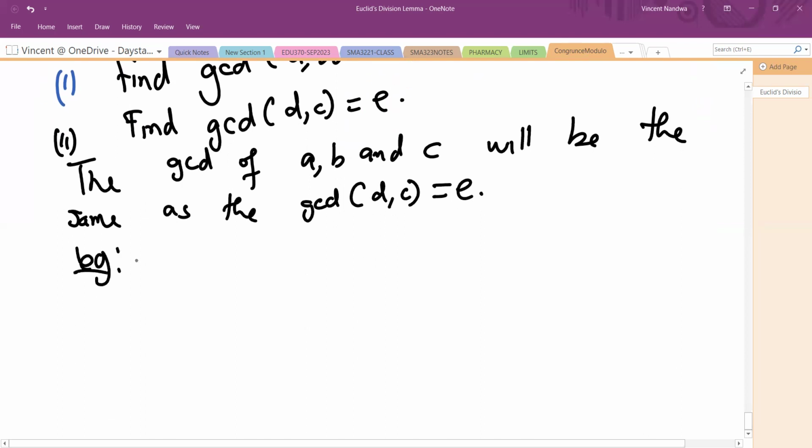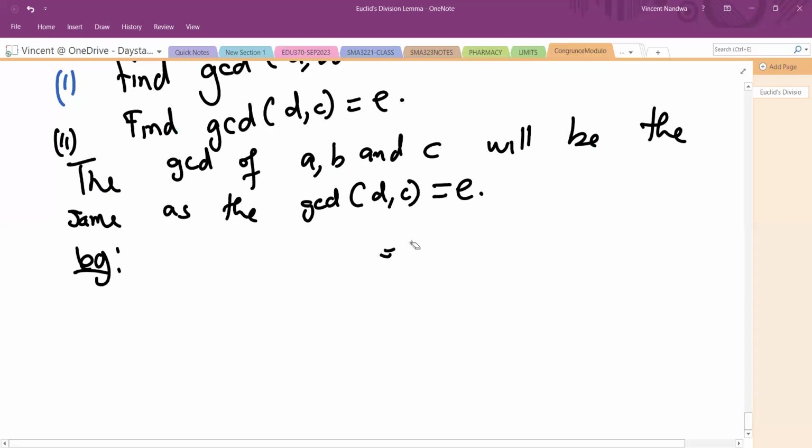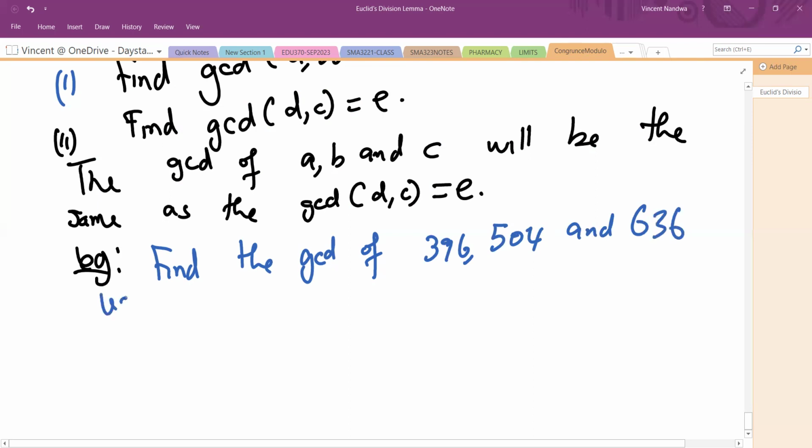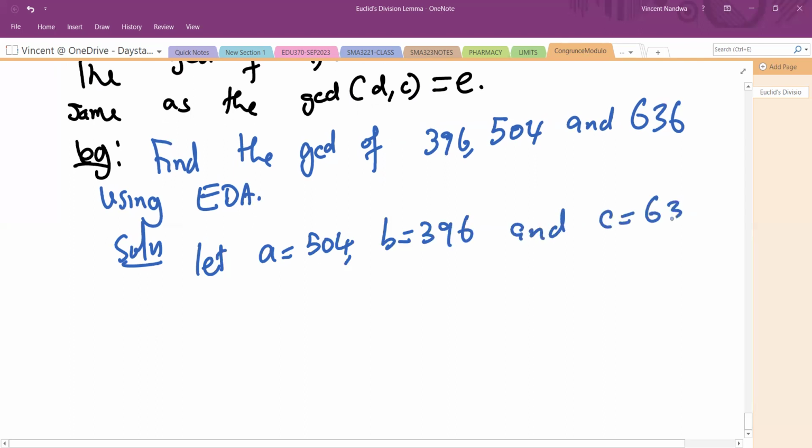So for example, let's just give them in general form. Find the GCD of 396, 504, and 636 using Euclidean Division Algorithm. So solution, let A be 504, B be 396, and C be 636.